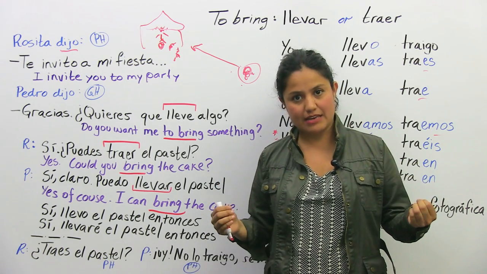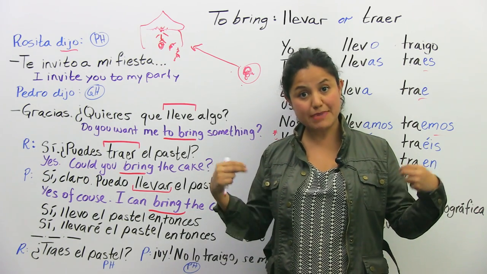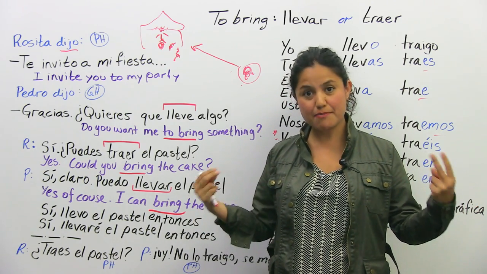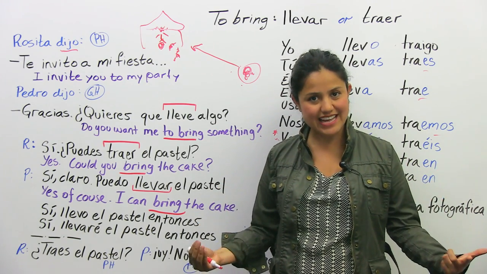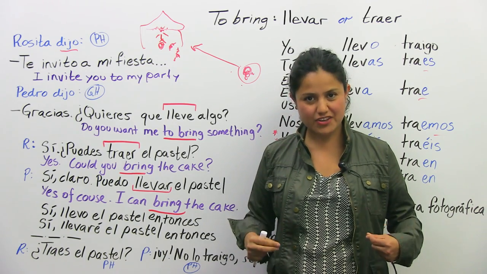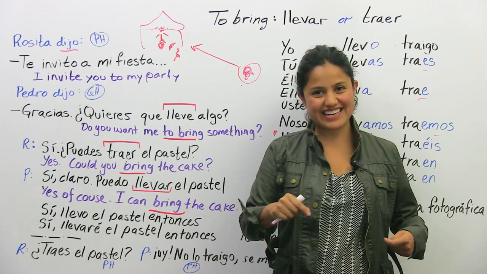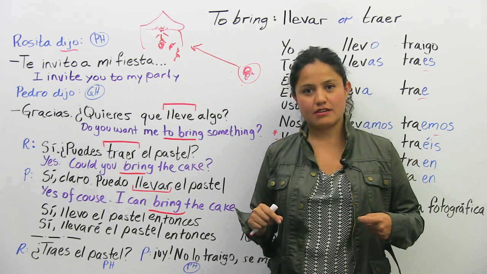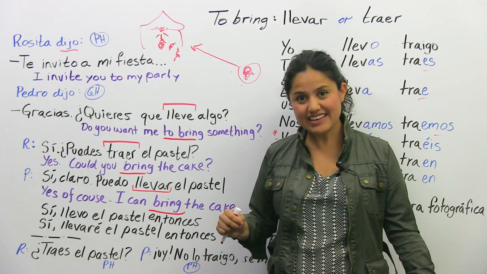have my birthday party. Voy a hacer una fiesta de cumpleaños. Es mi cumpleaños. It is my birthday. I'm going to have a party. Voy a hacer una fiesta. Te invito a mi fiesta. I invite you to my party. What would you say? Would you say no? Well, I hope you say sí.